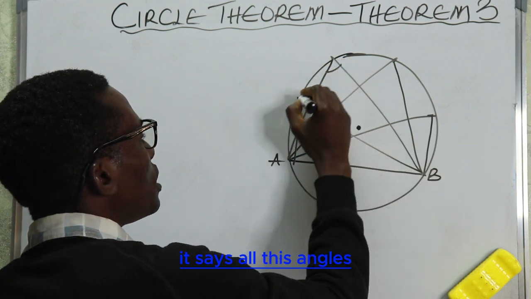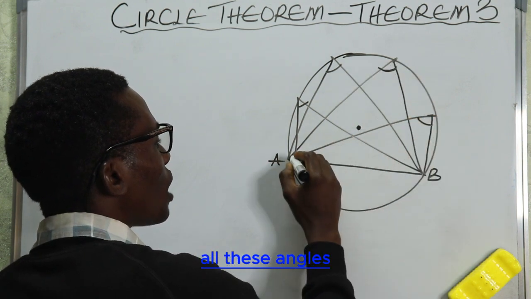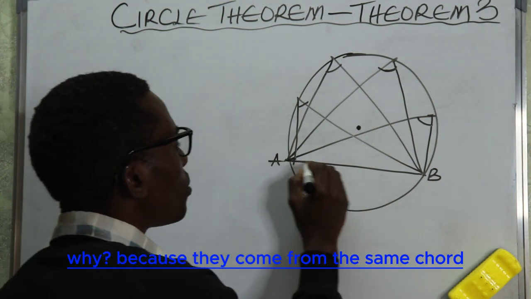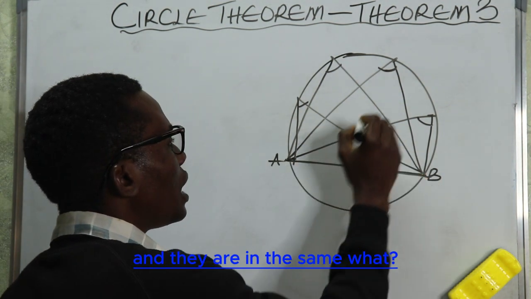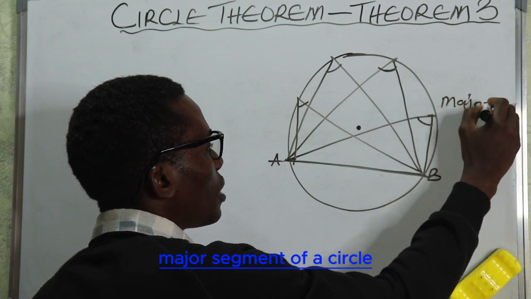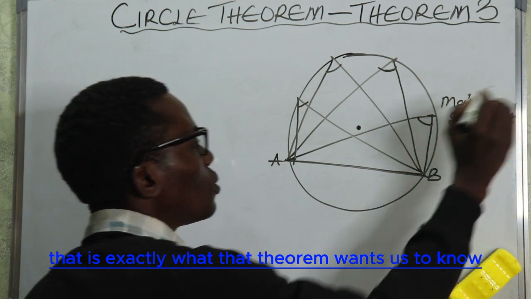It says all these angles are what? Are equal. Why? Because they come from the same chord and they are in the same what? Major segment of a circle. That's exactly what that theorem wants us to know.